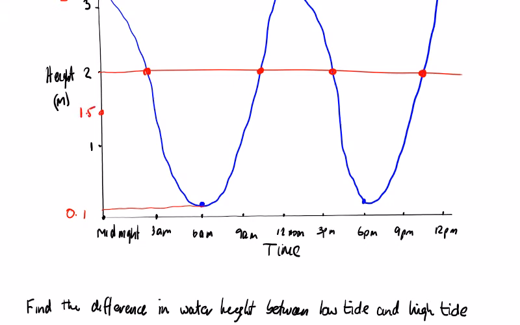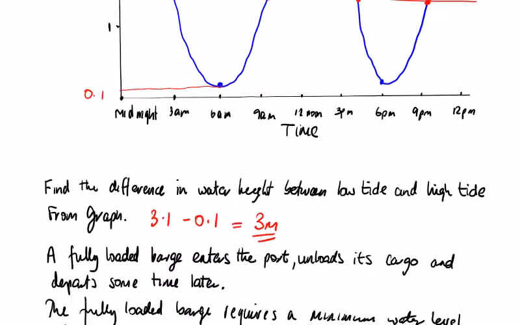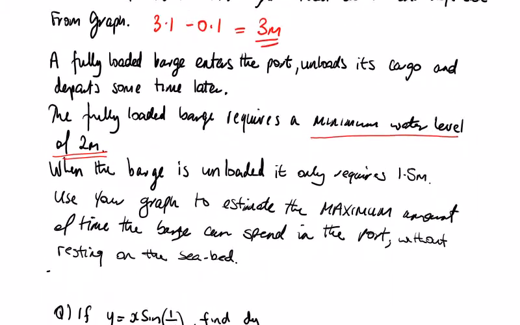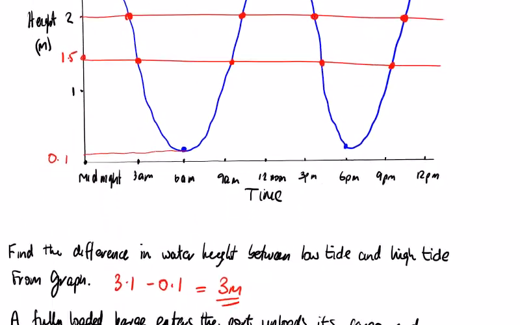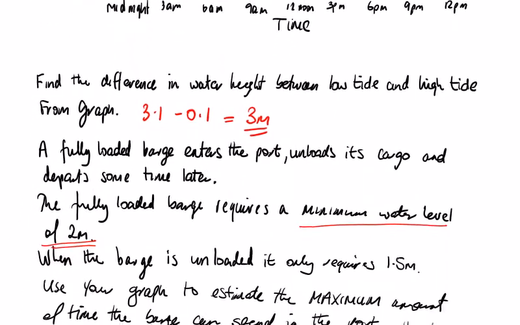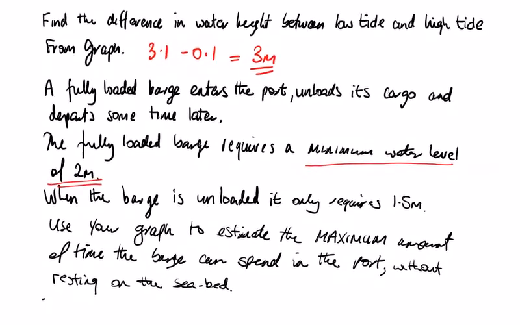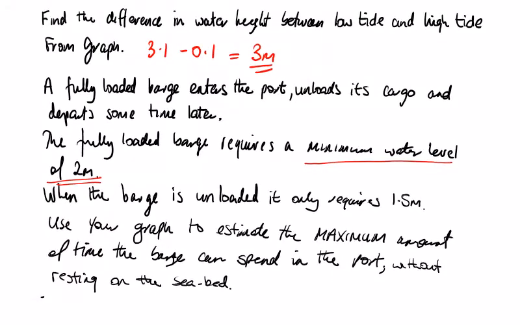1.5 is somewhere along here. So just put my points on. Let's see what they're asking us here. I think it's the maximum amount of time spent. So the maximum amount of time the barge can spend in the port without resting on the seabed. Okay, so when can he enter? What does he need? He needs nothing else given to us. The max amount of time he can spend.